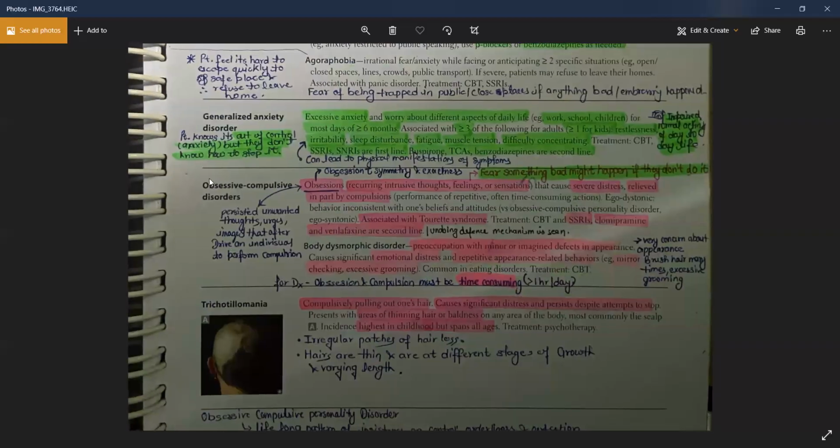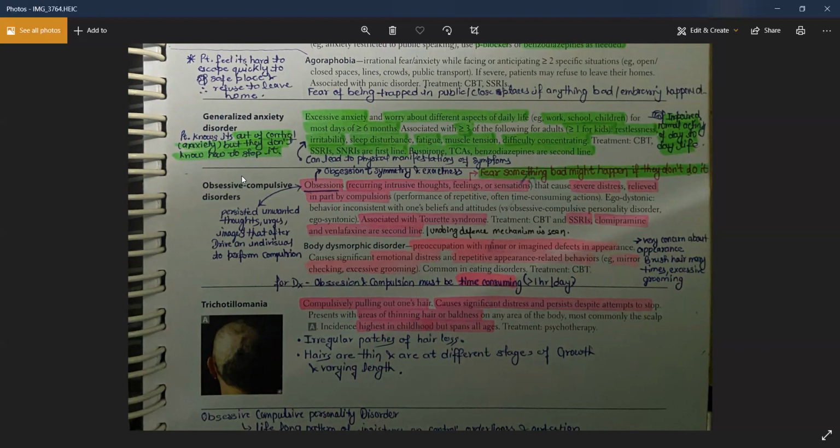Okay, now you have the obsessive compulsive disorder. As the name suggests, first you have the obsessions, some recurring intrusive thoughts. To satisfy these thoughts, patient do these compulsions. They will do some activity to satisfy their thoughts.